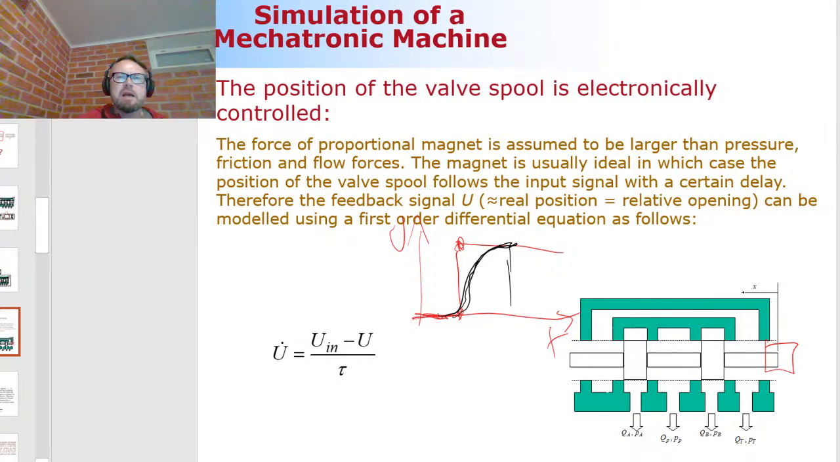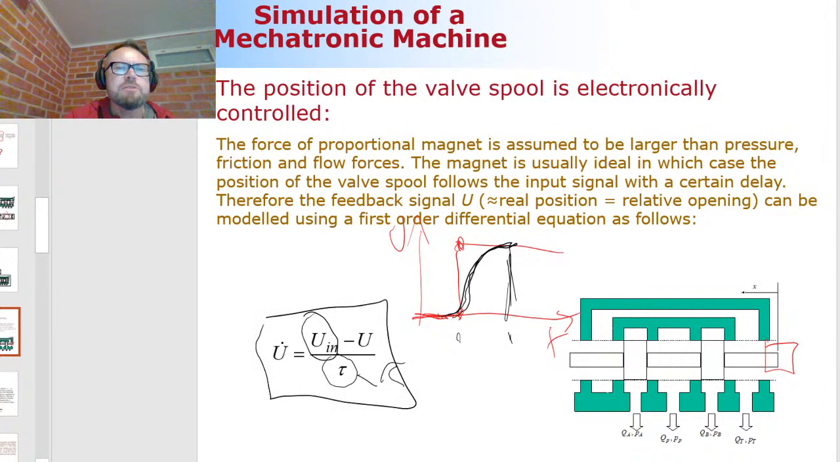How fast the spool can move from one location to another is defined by the time constant, which is tau here. Tau is a time constant. This is the control signal that is coming into this direction valve. And then this is u dot, which is a physical representation of spool position.